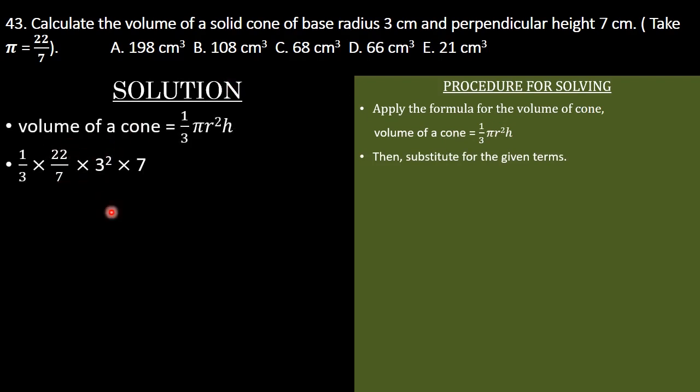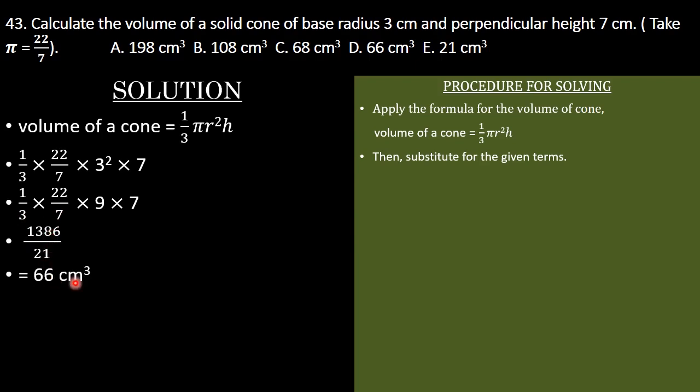We have 1 over 3 multiplied by 22 over 7 multiplied by 3 square, that is radius square, multiplied by height, which is 7. When you multiply the numerators together, we have 1386. When you multiply the denominators together, we have 21. When you divide numerator by denominator, we have 66 centimeters cubed.